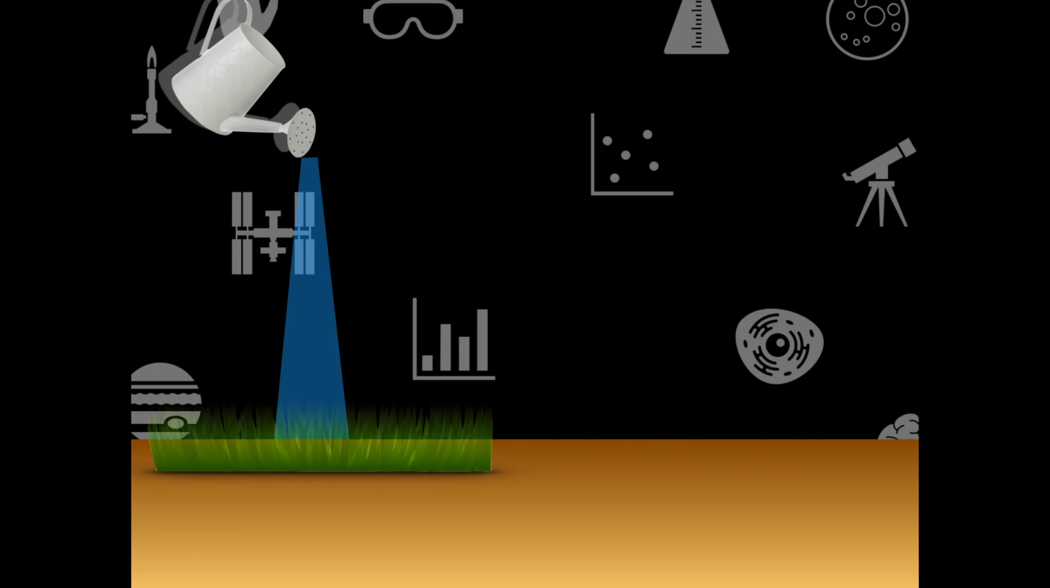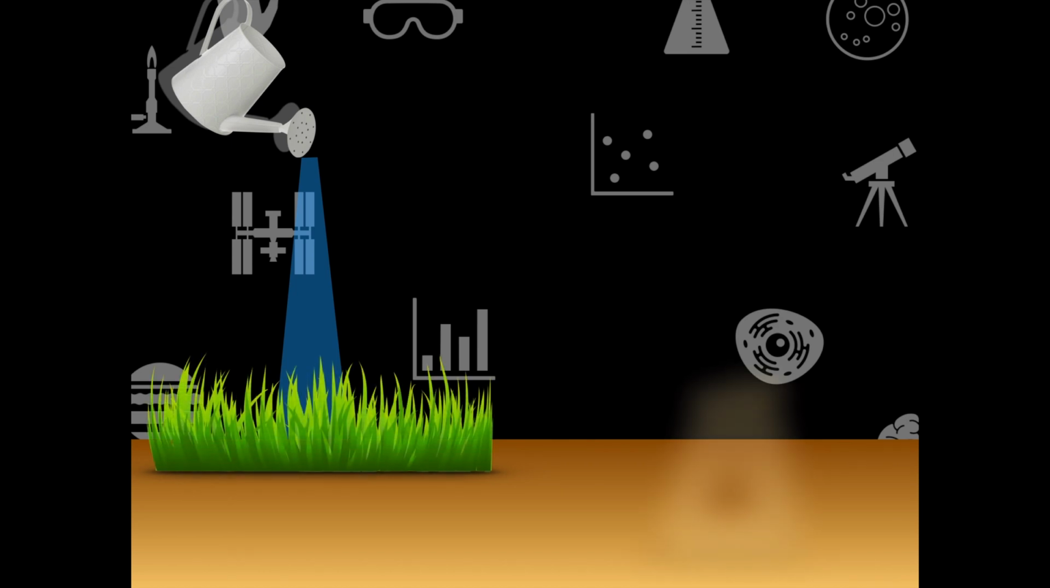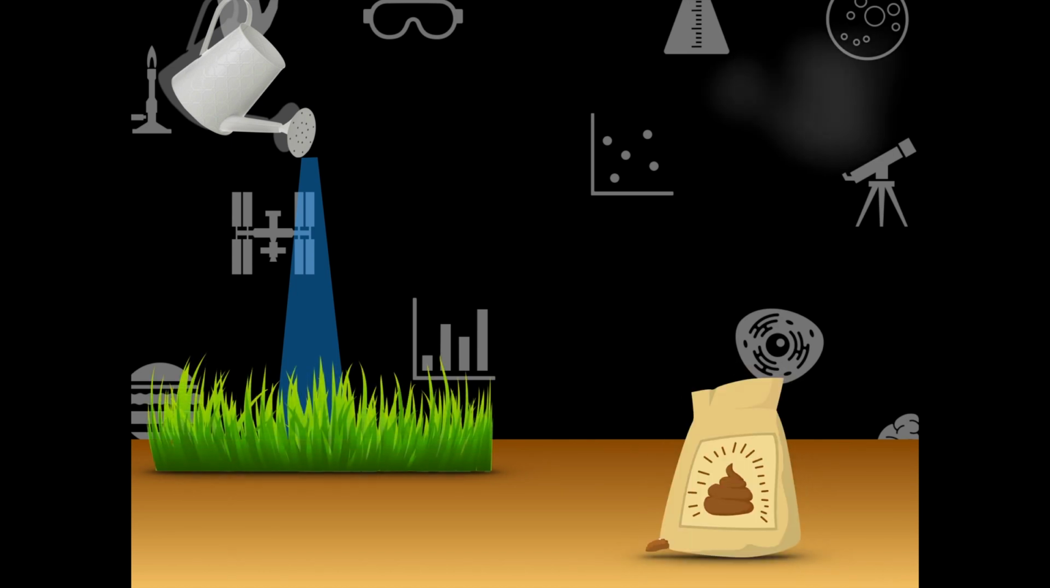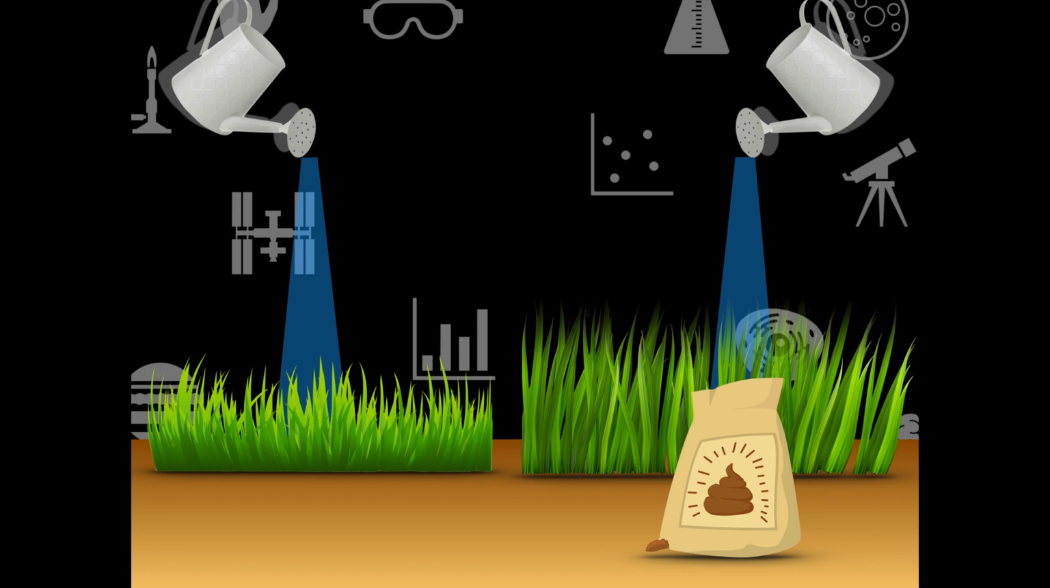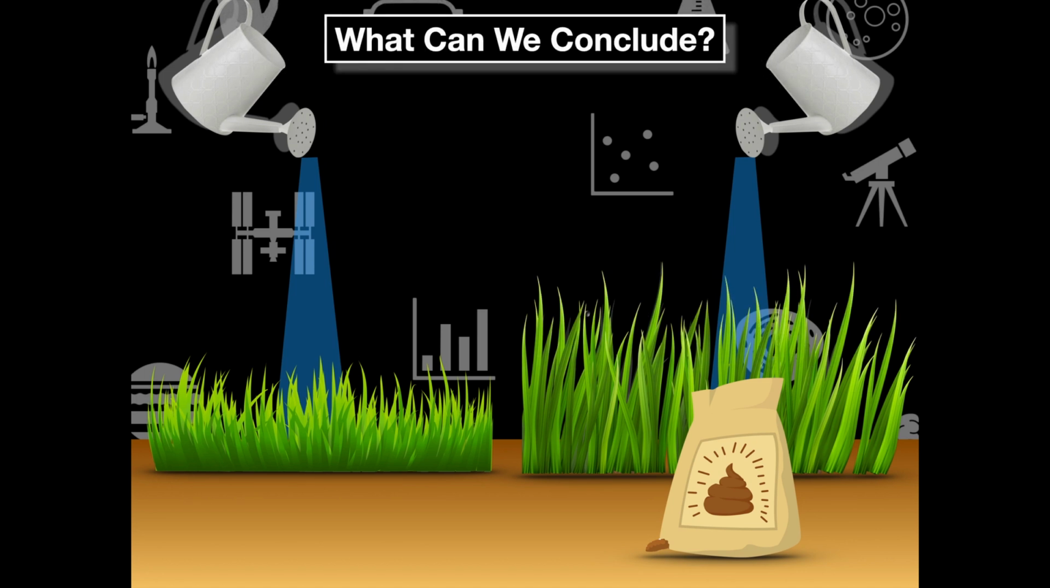Now, if we look at this graphic here, let's look at a tangible scenario where we're looking at grass. What we can see here is we have two different sets of grass. We're going to water the grass and provide it the same amount of sunlight, same kind of water, the same quantity of water, except one set of grass is going to get fertilizer. So what can we conclude from this observation here?